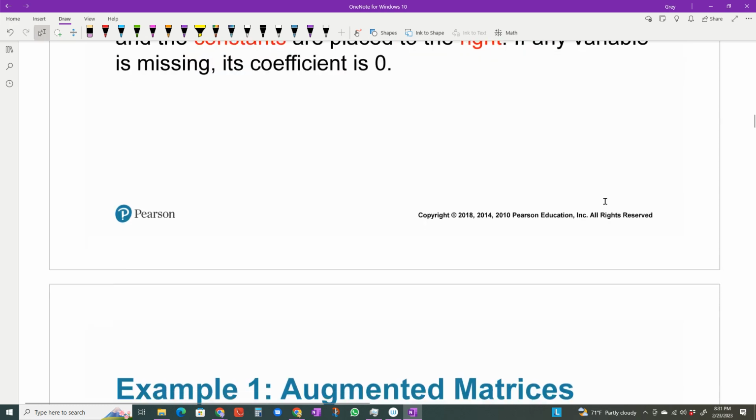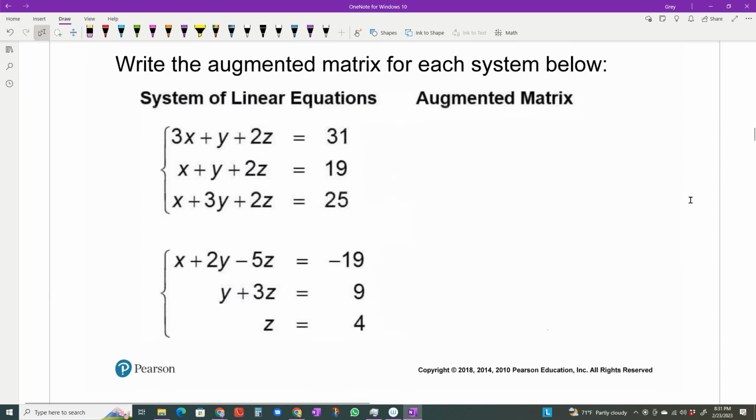So look at this first example. Write the augmented matrix for each system below. Here is my system of equations. Now we're going to write an augmented matrix. You've got to make sure that all of your variables are lined up, so all the variables have to be on the left side. This vertical line is basically representing the equal sign. That's what we have right here.